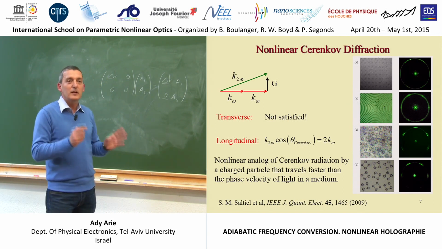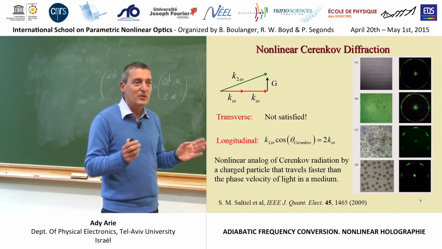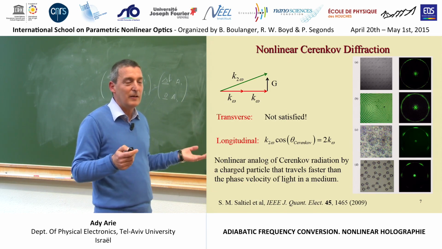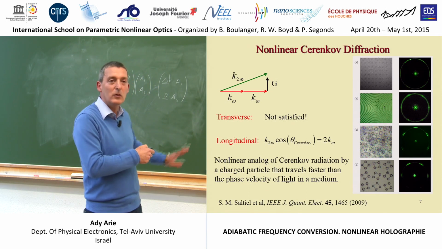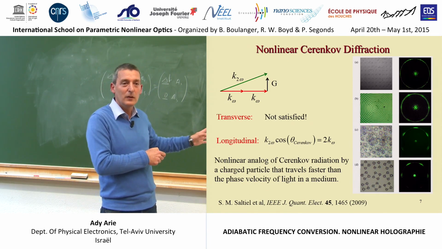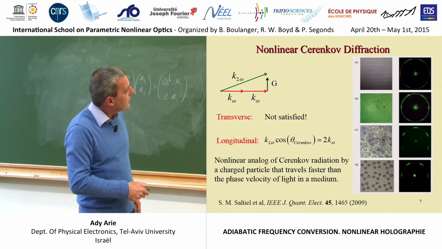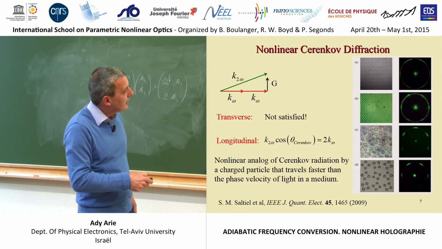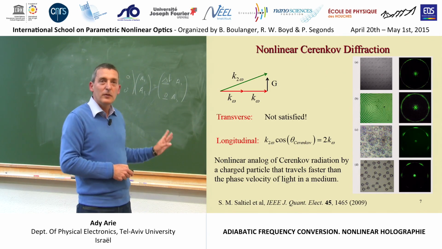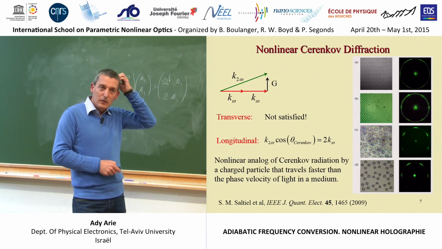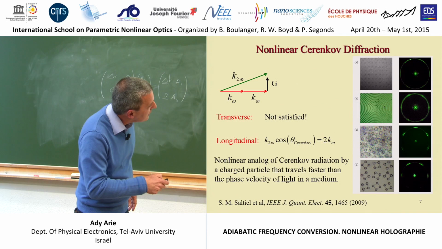I can have different crystals. It doesn't matter what the poling structure is, because K2 and K1 depend only on the material. They don't depend on the QPM modulation. So you can see I can have different structures, and in all of them I get the same ring, the same angle. And this is Cherenkov radiation, nonlinear Cherenkov. By the way, what I have here in the middle is the Raman-Nath that I discussed before.